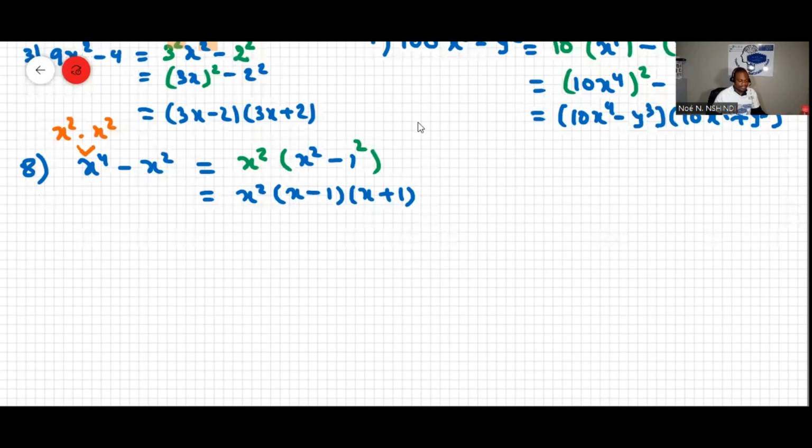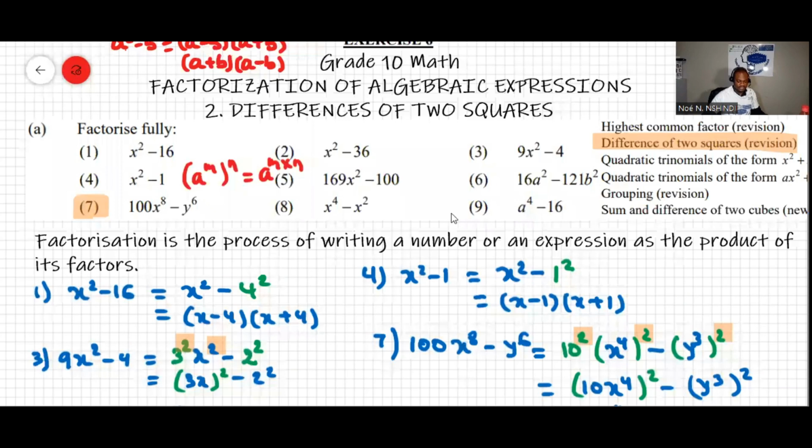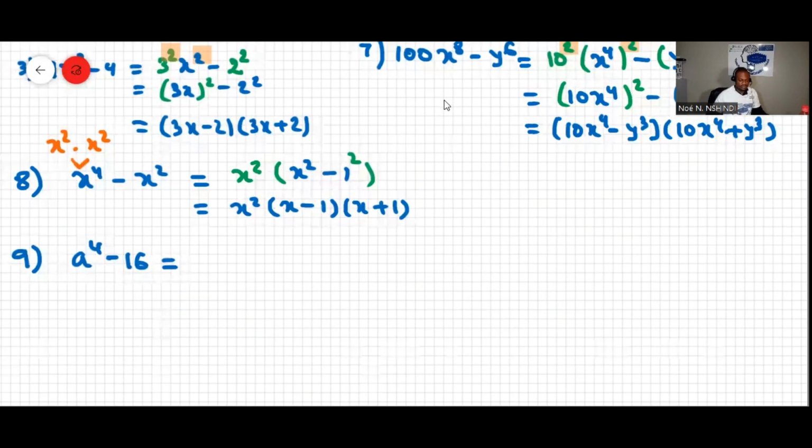We can also do question 9. Question 9 is a to the power of 4 minus 16. That was question 9: a to the power of 4 minus 16. So we open a bracket, and you can see a squared to the power of 2. And then 16 is a square of 4, 4 squared.